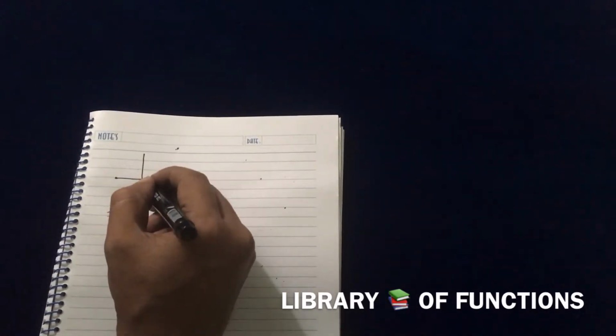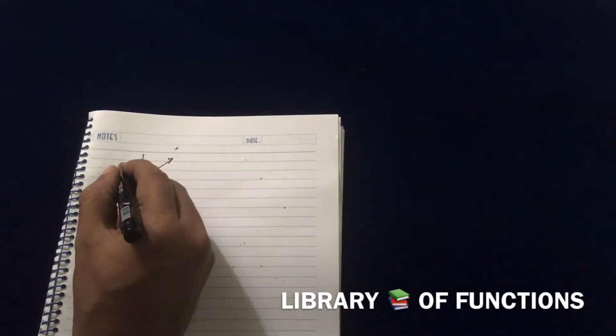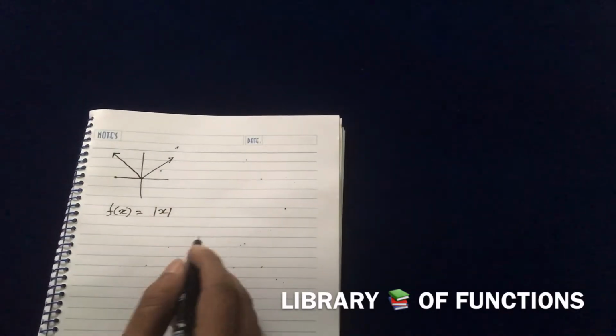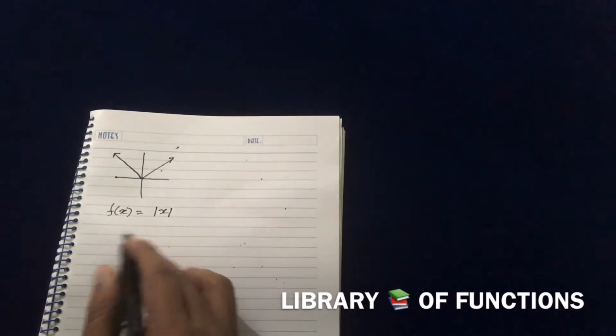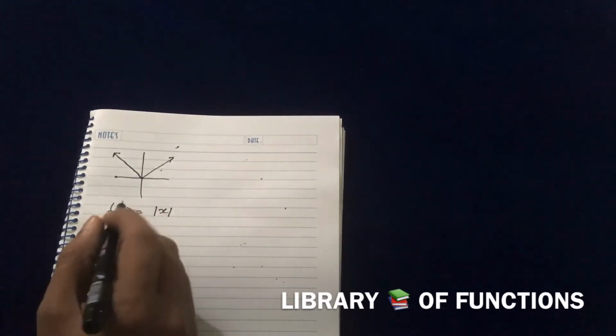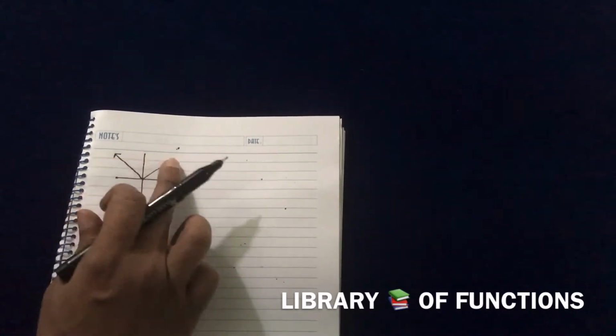For the absolute value function, the graph will go through the middle. This will be the absolute value function. Now you tell me, is it even or odd? See what symmetry it has.